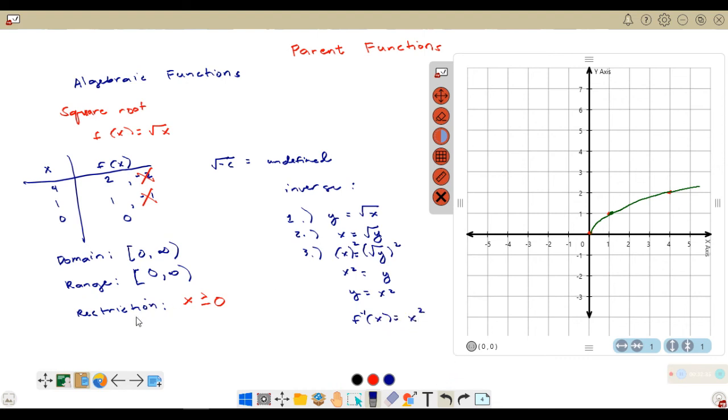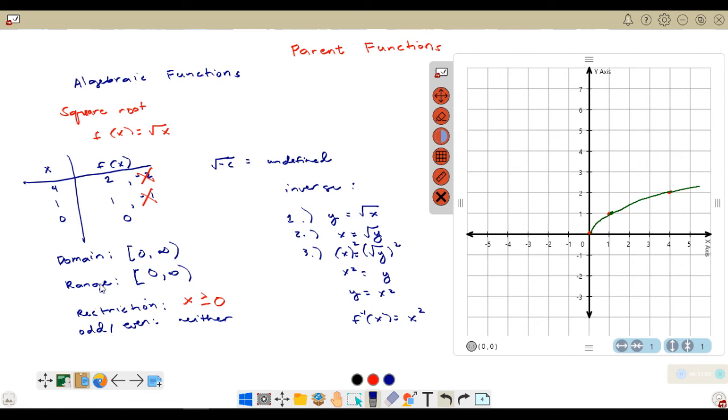Okay? Now, let's discuss its nature. Is it odd or even? So, sabi natin kanina, if it is symmetric about the y-axis, it is even. If it is symmetric about the origin, it is odd. So, is it symmetric about the origin or the y-axis? Wala siyang na-satisfy. So, this is neither. It is neither odd nor even.